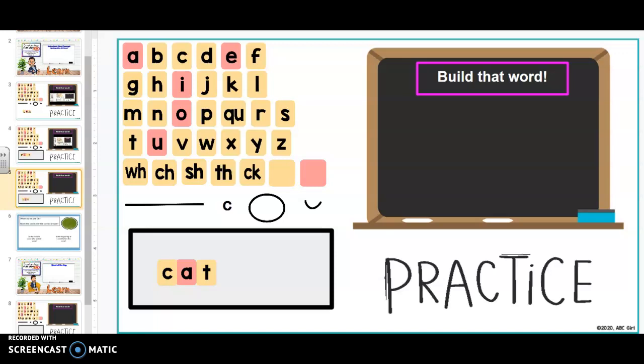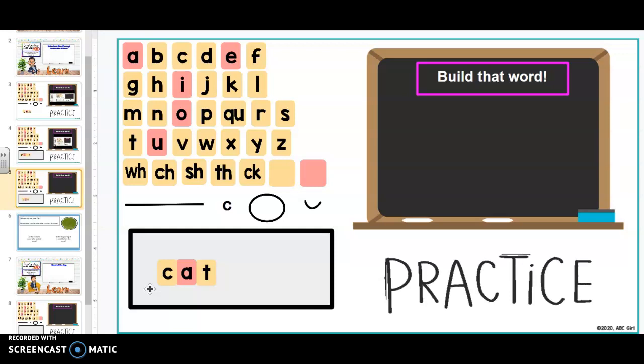Now let's look at the word cat. Cat. What is saying k in the word cat? Yes, the C is saying the sound k in cat.